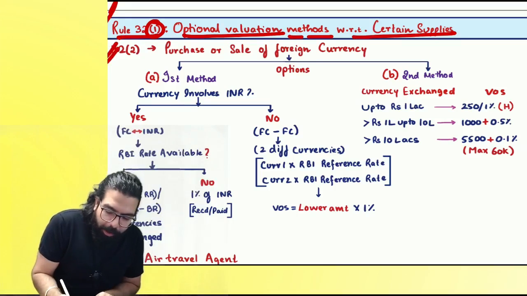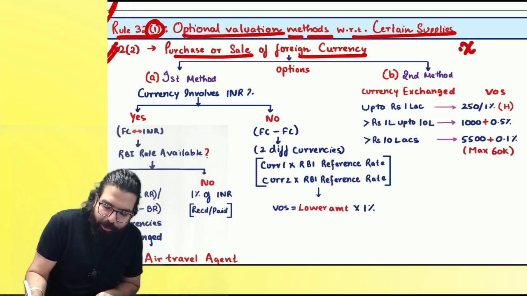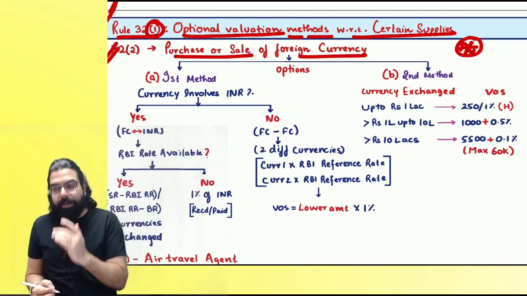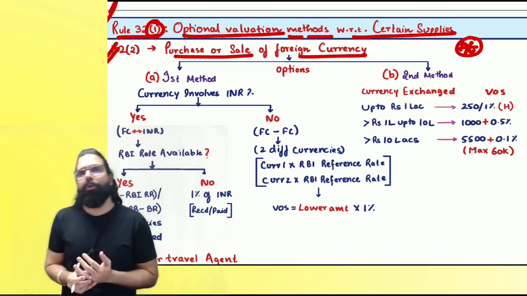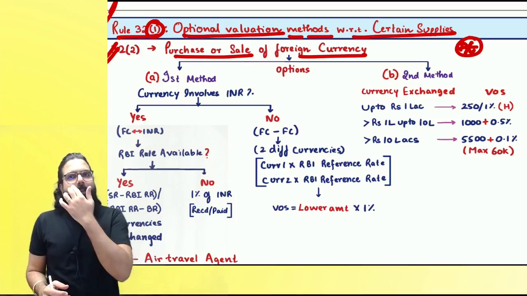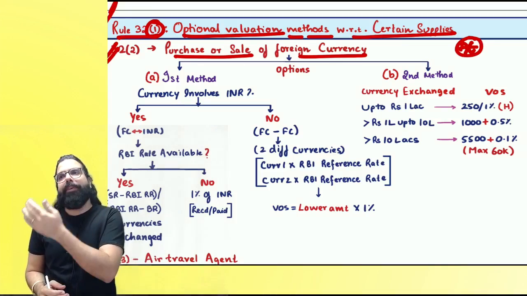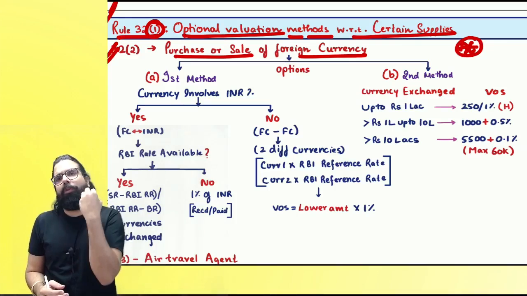Number 1 is for purchase or sale of foreign currency. One small question of 2 to 3 marks generally comes from valuation rule number 32. Are we clear, everyone? See, from section number 15.1 to 15.2, 15.3 and 15.4, one small question, one big question you will get. Are we clear?